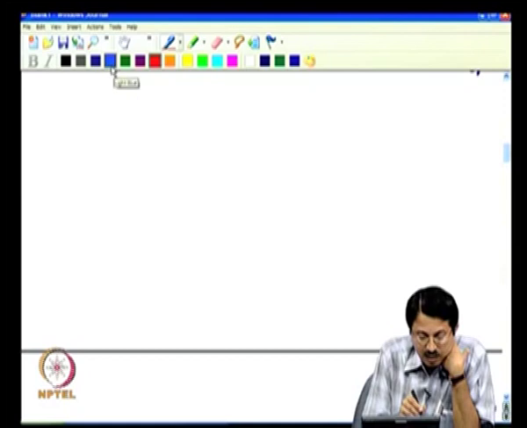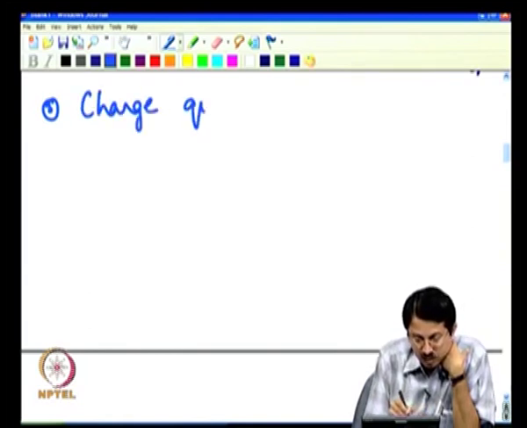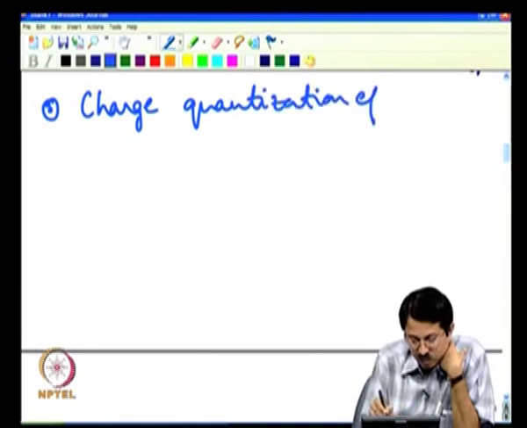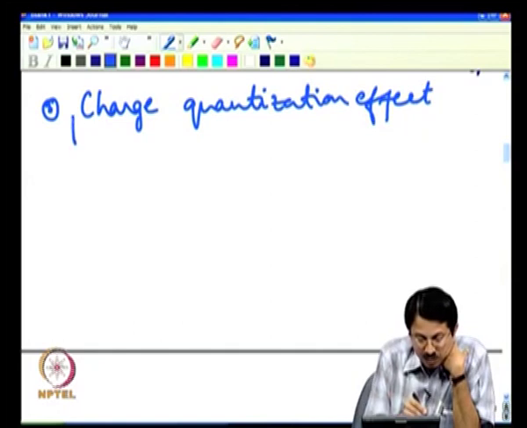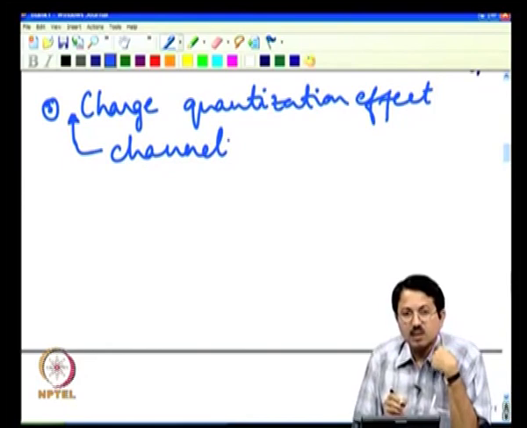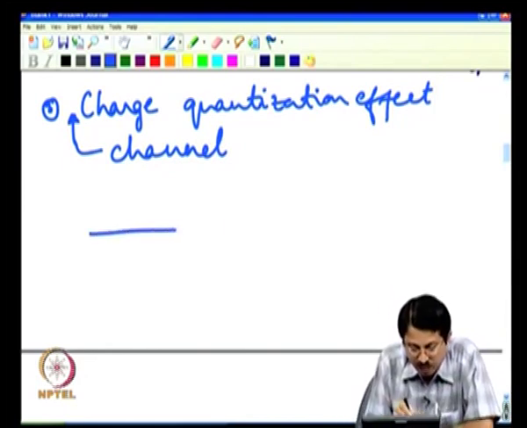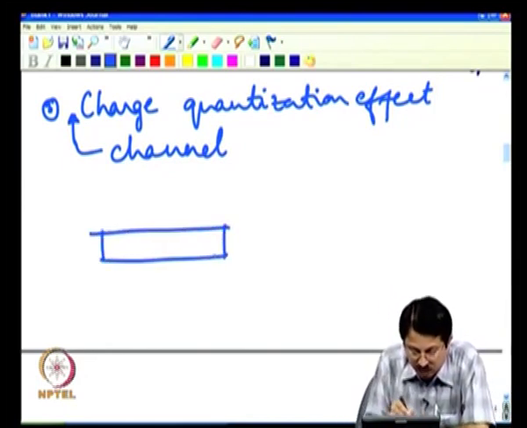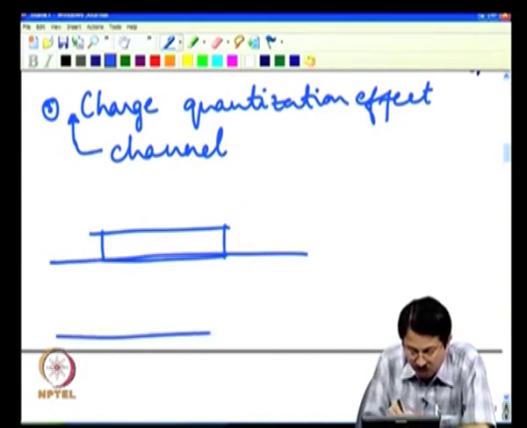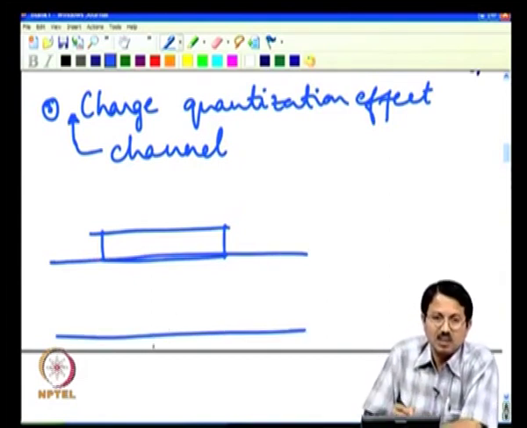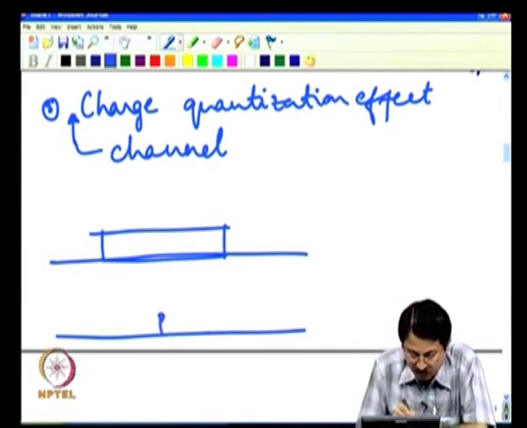The next important thing is what is called this charge quantization effect. And more precisely also referred to as channel charge quantization. The charge that you have, and it is especially problematic when you are in inversion condition. Okay. And let us just look at what it is, right.